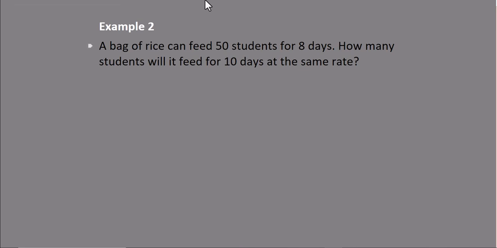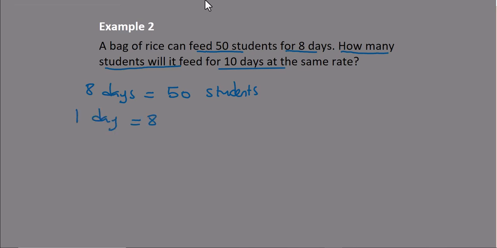So this is what we are being asked. How many students will it feed for 10 days? Now for 10 days, our central focus is what? Days at the same rate. And they said you can feed 50 students in 8 days. So 8 days, it feeds 50 students, right? So for our constant, or we can say 1 day, in 1 day, obviously we're going to have more. So we have to multiply 8 multiplied by 50. In 8 days, it is feeding 50 students, which means in 1 day it is going to feed more students, right?